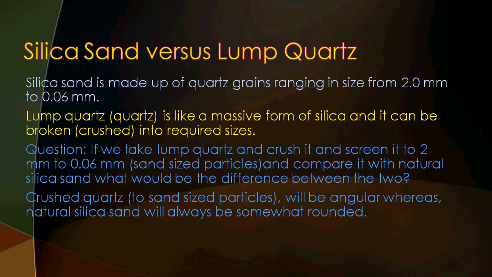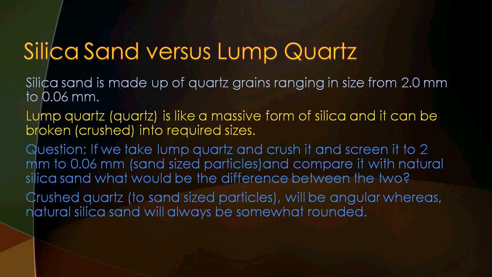Now, my question is, please listen to this question carefully. If we take lump quartz and crush it in the crusher and screen it into the size from 2 millimeter to 0.06 millimeter, which is the size of the natural silica sand, can we compare it with natural silica sand, and if we compare it, what would be the difference between the two?